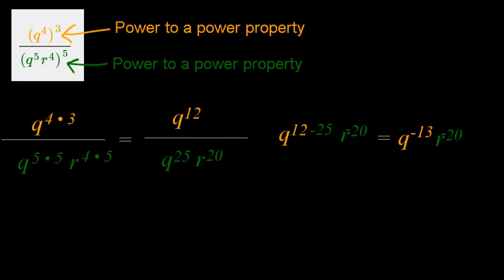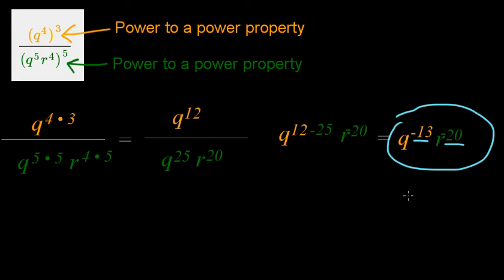12 minus 25 is negative 13. So I have q to the negative 13, r to the negative 20, and this is going to be my final answer. So let me circle that in light blue. This right here, this is my final answer. I'll put these numbers, negative 13 and negative 20, into Khan Academy, click submit, and I'll get it right.